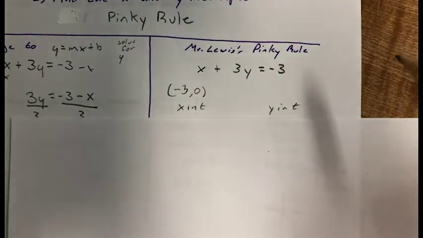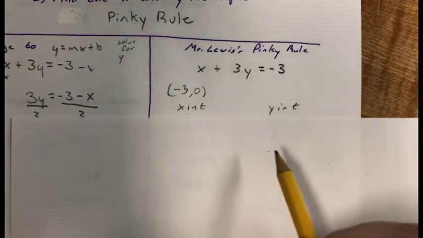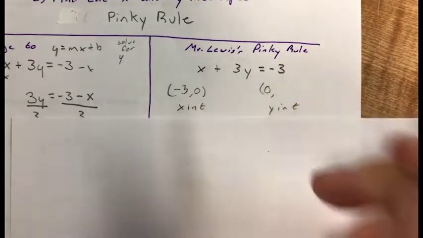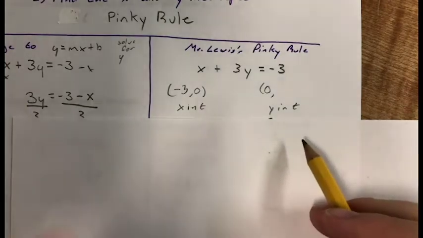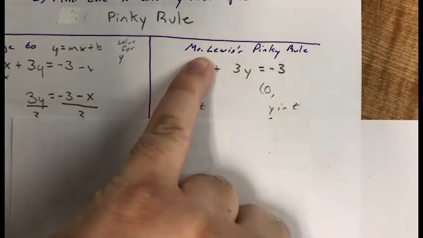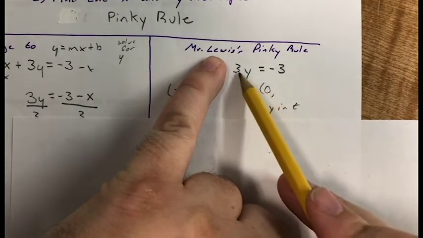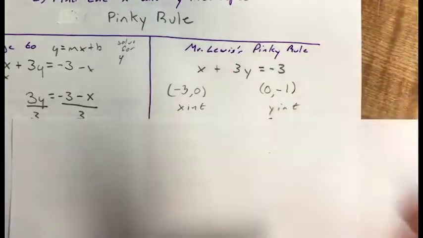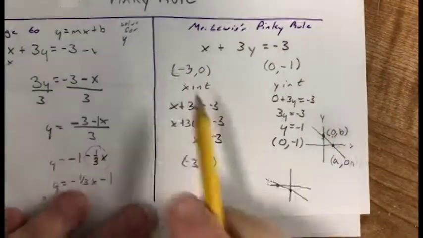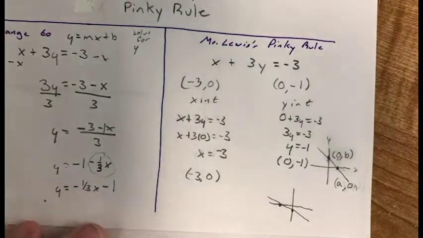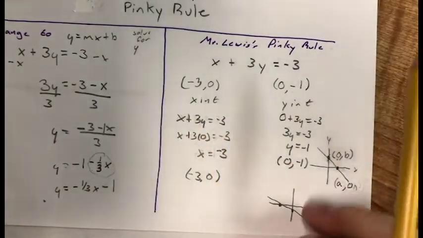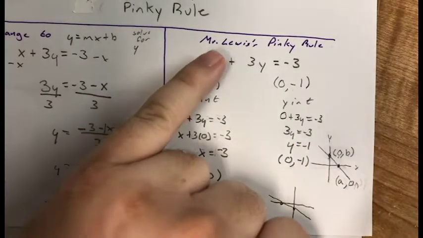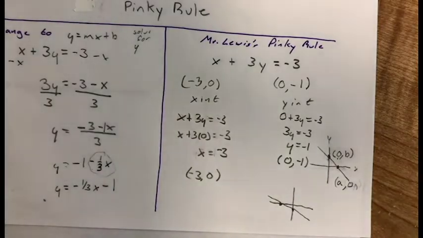Awesome sauce. Now, I want to know my y-intercept. I know that if it's my y-intercept, my x has to be 0, because that's part of what the y-intercept is, so I can cover up x. And now I know what my y-intercept is by saying 3y equals -3, solve for it, and I get -1. Look at what I just did. It's the exact same answer as working it out the hard way. If I need to know the x-intercept, all I have to do is cover the y. If I need to know the y-intercept, all I have to do is cover the x. That's Mr. Lewis's pinky rule.